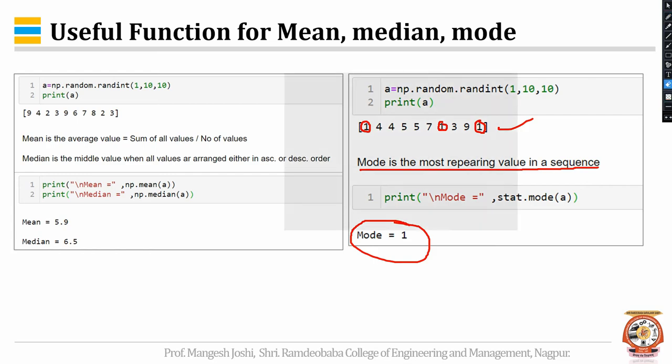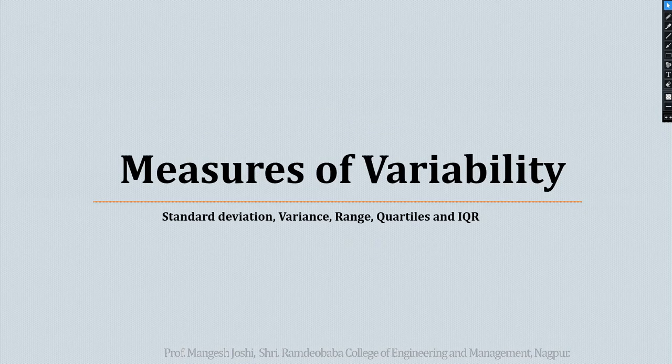This is about mean, mode, and median. The second part of this video is measures of variability. We have already seen standard deviation, variance, range, quartiles, and IQR.